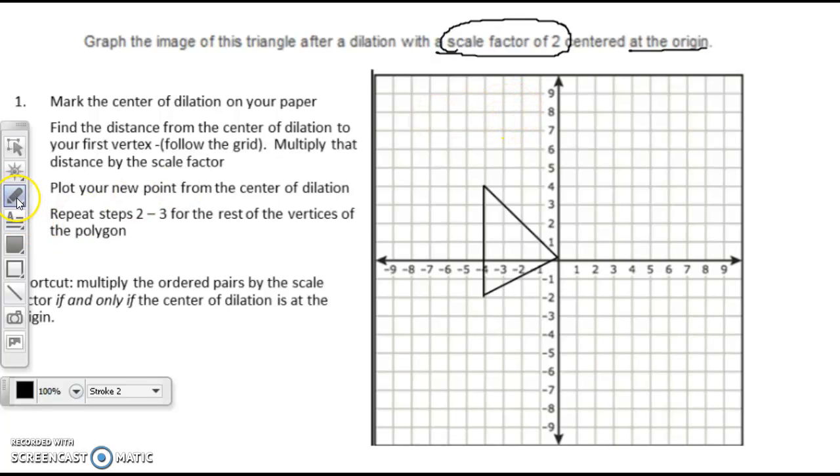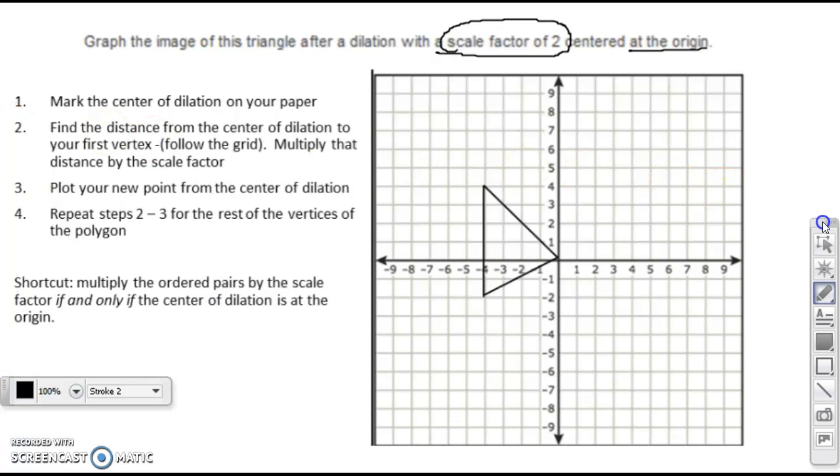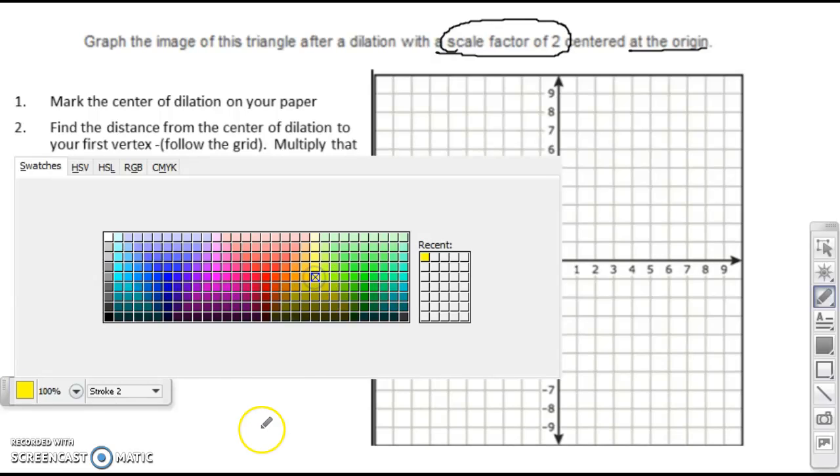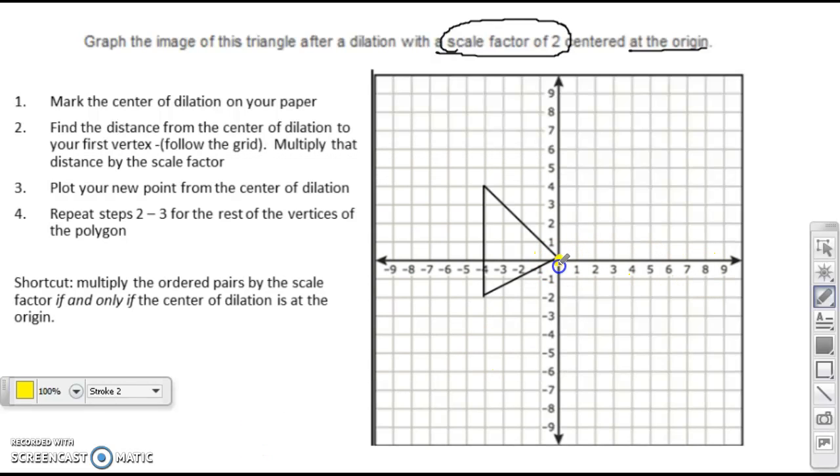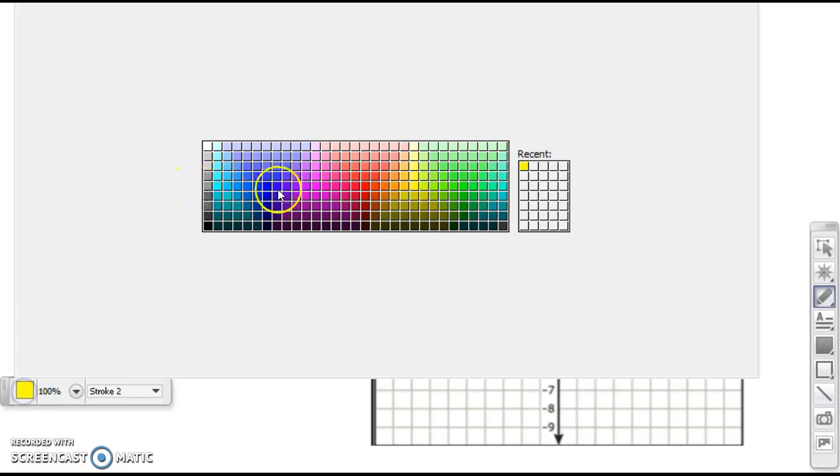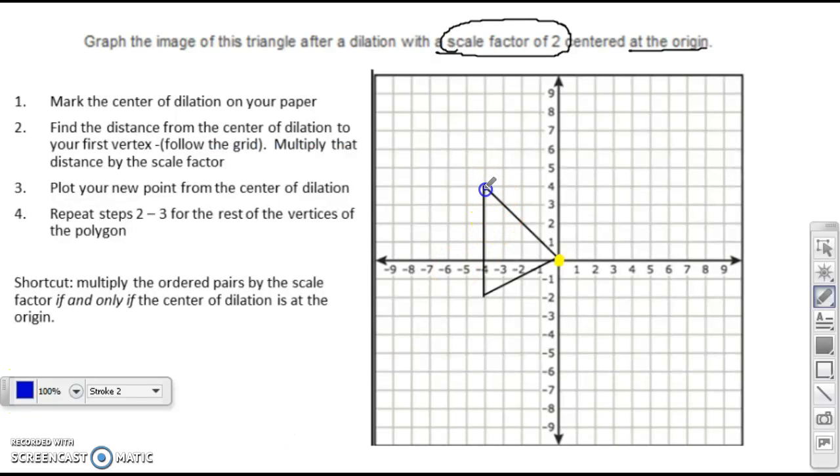The first thing I'm going to do is show you the full method for doing it, and then I'll show you the shortcut. To start off with, I like to graph my center of dilation. Now I am going to pick a vertex, it doesn't matter which one. I'm going to go to the blue one.